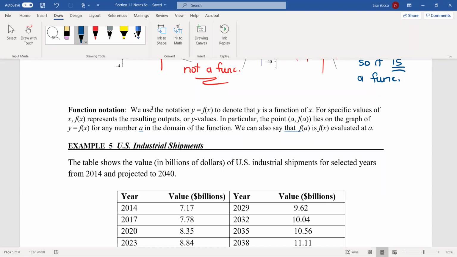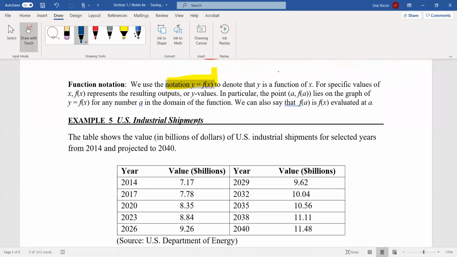Okay, function notation looks like this. Function notation: y equals f of x. That's how we symbolically write y is a function of x. The rest of that, let's just forget for right now.